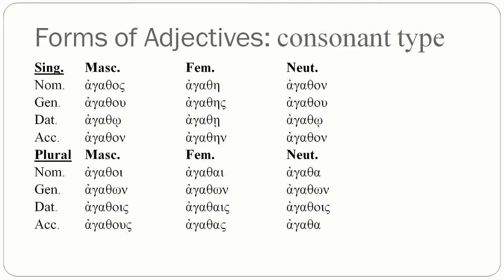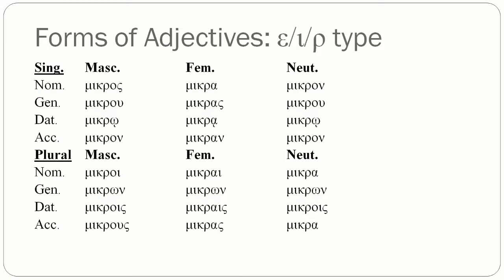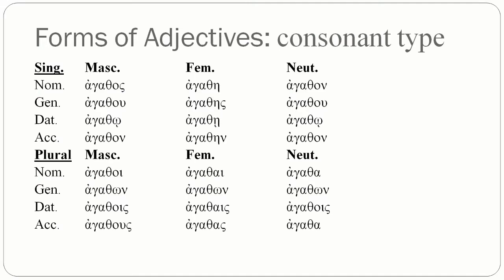Now let's look at the next set of adjectives. The book calls this the consonant type. A bit of a weird thing to call it, because really in this first subtype, rho is a consonant, but they call this the consonant type. Really, it's if the end of the stem is anything other than epsilon, iota, or rho. And again with this one, the only variation is going to come in the feminine singular.